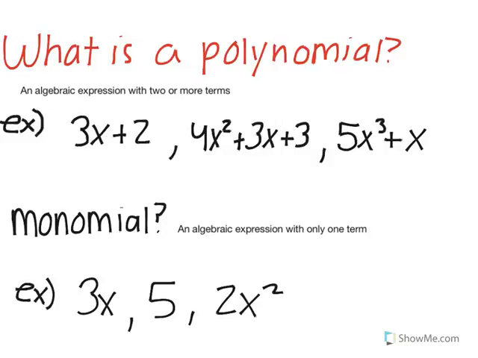Okay, first off, what is a polynomial? A polynomial is an algebraic expression with two or more terms. Some examples include 3x plus 2, 4x squared plus 3x plus 3, and 5x cubed plus x. These are all just expressions with two or more terms. A monomial is an algebraic expression with only one term, so examples of this would be 3x, 5, and 2x squared.